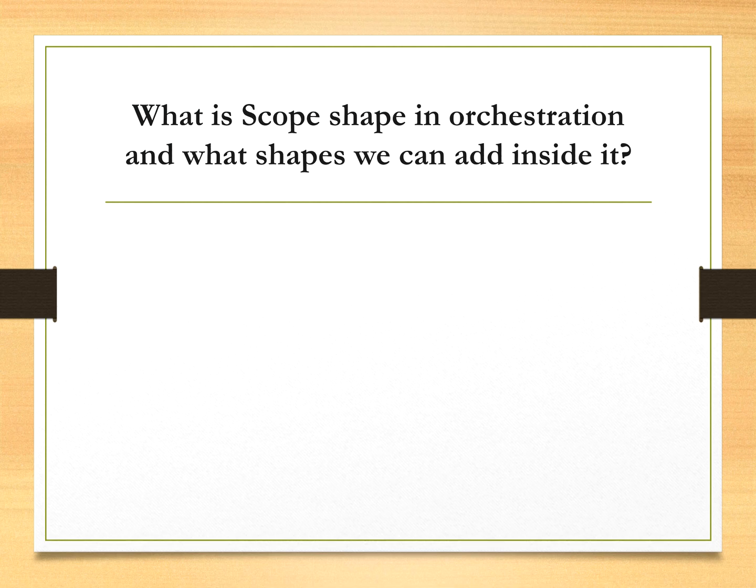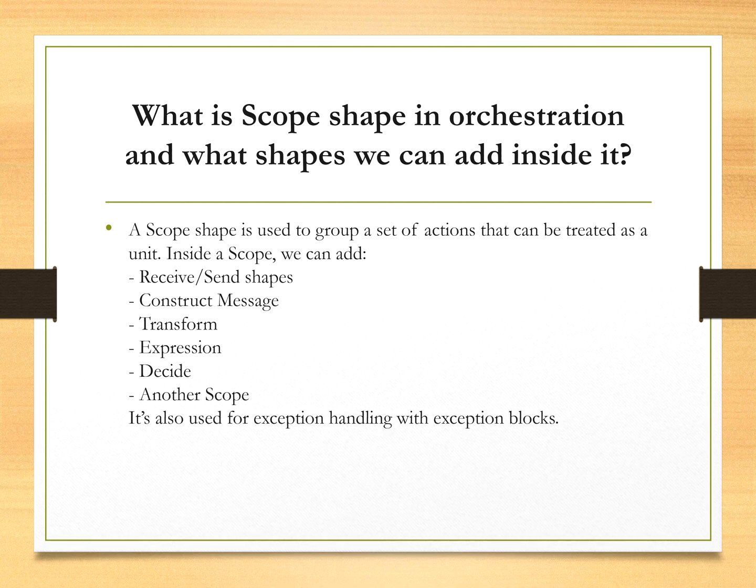What is a scope shape in orchestration and what shapes can we add inside it? So a scope shape is used to group a set of actions that can be treated as a unit. Inside a scope shape, we can add receive or send shapes, construct message, transform, expression, decide shape, and other shapes. It is also used for exception handling with an exception block.